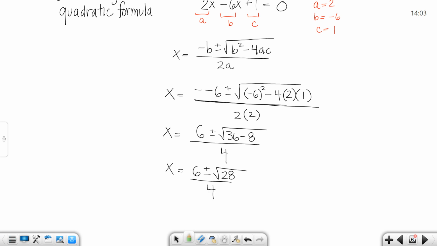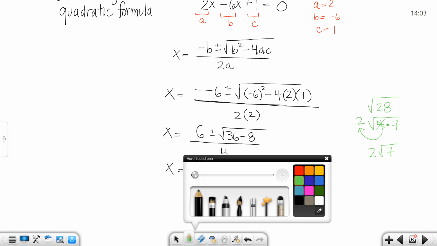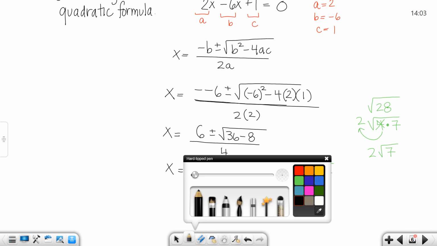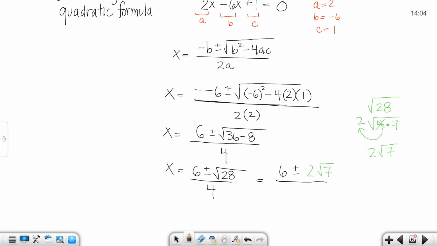Now, that's not your answer. I'm going to come over here to the side, and we're going to simplify the square root of 28 back from previous objectives in this course. The square number that goes into 28 is 4. When I simplify this, the square root of 4 would come out, and this simplification here would be 2 square roots of 7. So what I'm going to get here is 6 plus or minus 2 square roots of 7 all over 4.